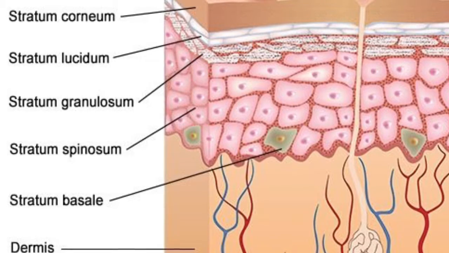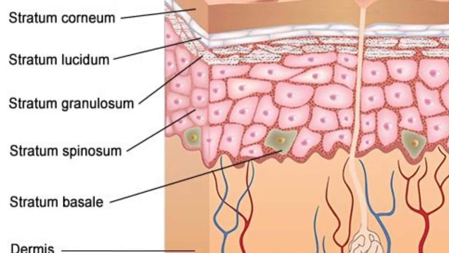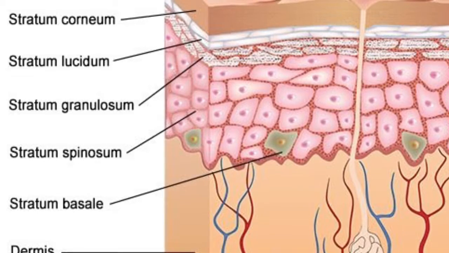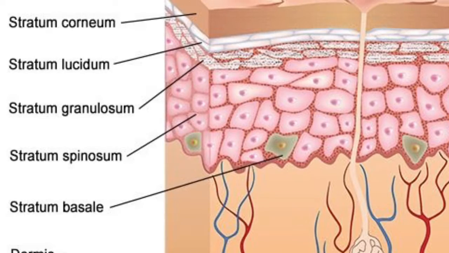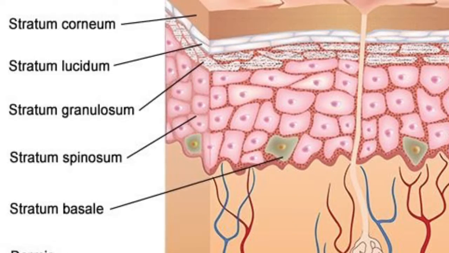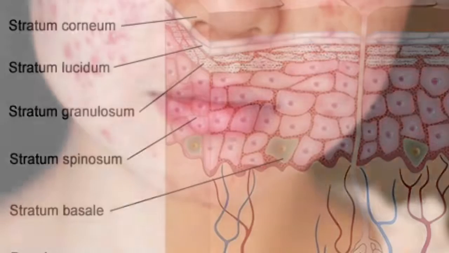The stratum lucidum is a layer that only exists at the palms of the hands and soles of the feet. The stratum corneum is the outermost or top layer of the epidermis. It's made of dead, flat keratinocytes that shed approximately every 2 weeks.